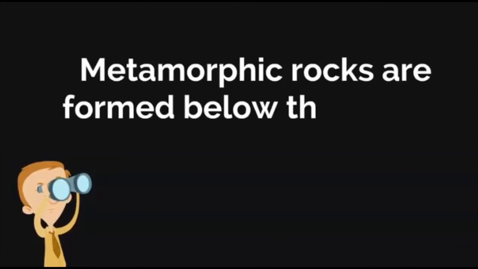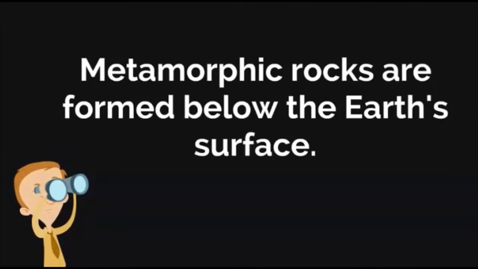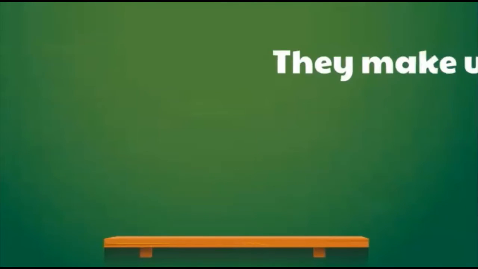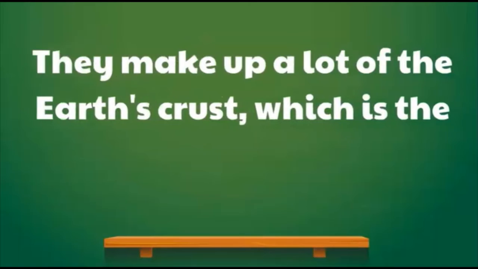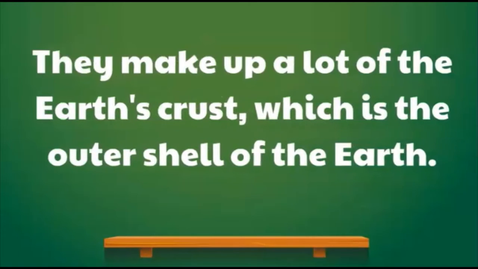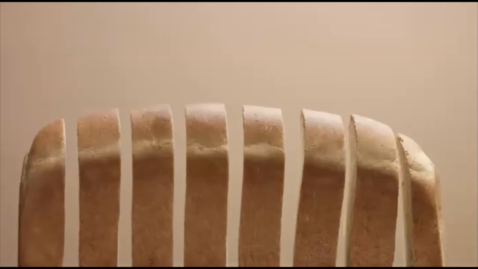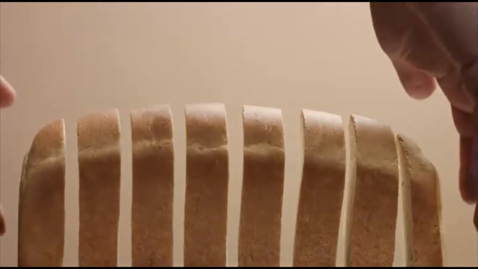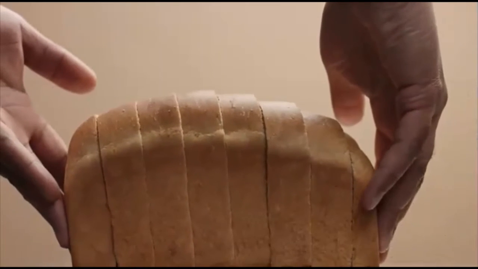Metamorphic rocks are formed below the Earth's surface. And here's the thing, they make up a lot of the Earth's crust, which is the outer shell of the Earth. Much of the Earth's crust is made of metamorphic rocks. So we're not talking about this type of crust. We're talking about the Earth's crust.